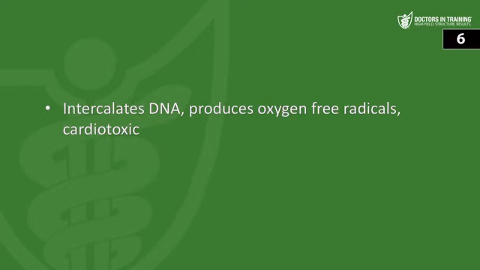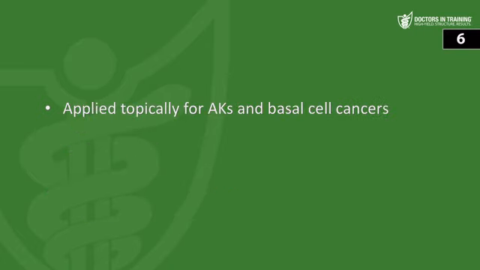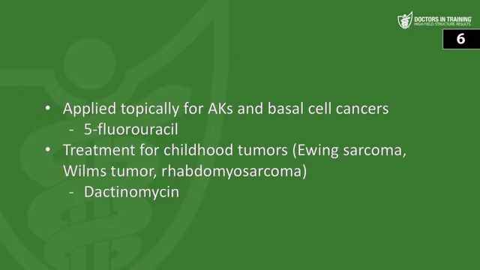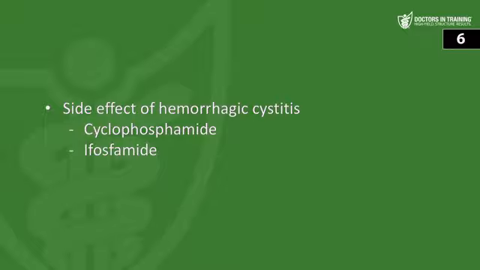Intercalates DNA, producing oxygen-free radicals, and is cardiotoxic, that's doxorubicin and daunorubicin. DNA alkylating agents used in brain cancer are the nitrosoureas. Applied topically for actinic keratoses and basal cell cancers is 5-FU. Treatment for childhood tumors, that's dactinomycin. And then side effect of hemorrhagic cystitis is going to be seen with both cyclophosphamide and ifosfamide.